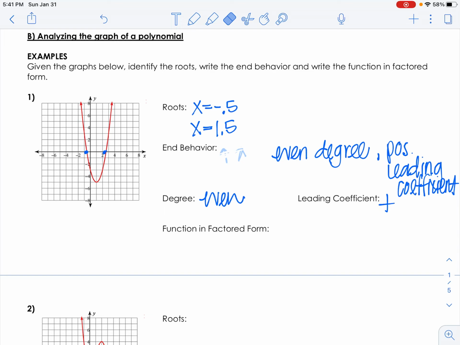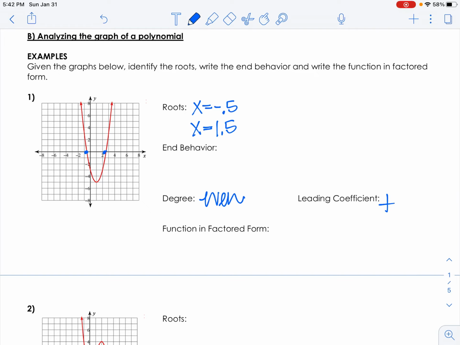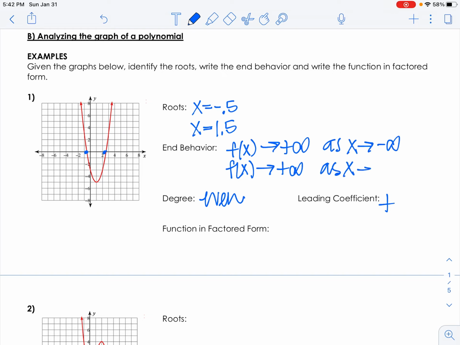Now remember, to write our end behavior, I'm going to give myself some space because I didn't see that we were going to write that there. Remember, our end behavior always is f of x and f of x. In this case, both of our ends go up to positive infinity as x goes to negative. X always starts by going to negative and then up to positive.